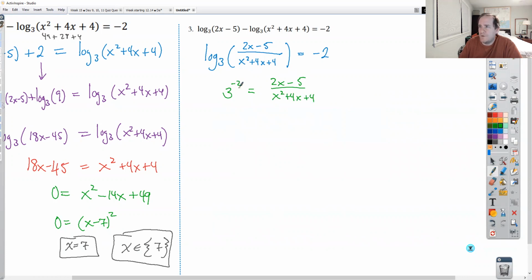And 3 to the -2 is, of course, 1/3 squared, which is 1/9. So you probably want to think of it like that. Forget that. So basically, I did all that work over here to avoid ending up with a rational equation. But we studied rational equations. You guys know how to deal with them.